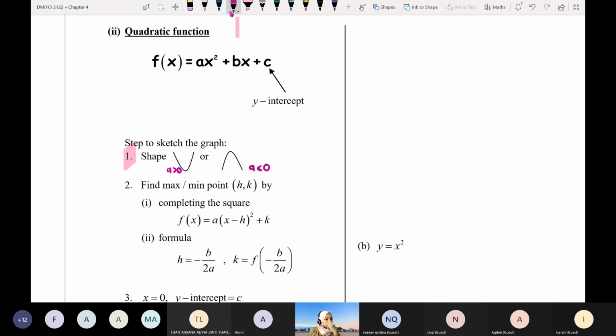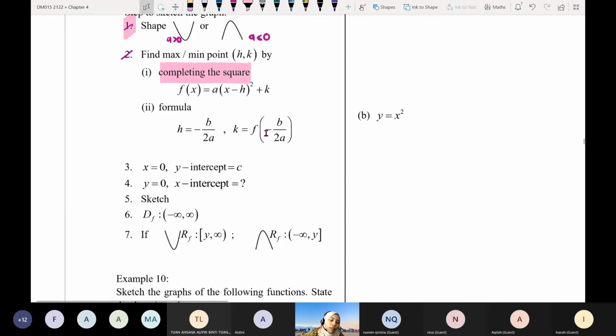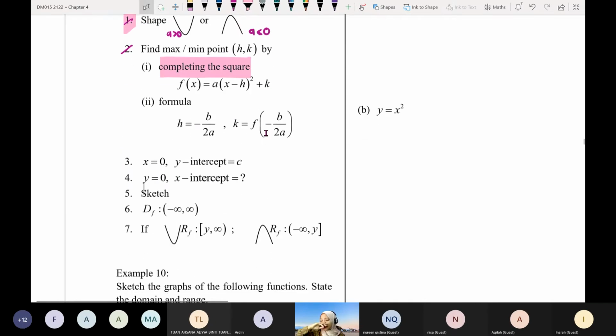Okay, and then you have to find the maximum and minimum point. Maximum or minimum point by completing the square or using formula. Negative B over 2A, and F is negative B over 2A times F. If like me, I don't memorise this formula, I will do completing the square. So this is something that we are familiar with. The formula must be memorised, but I don't like memorising. We do something that we are used to. Completing the square. Alright.